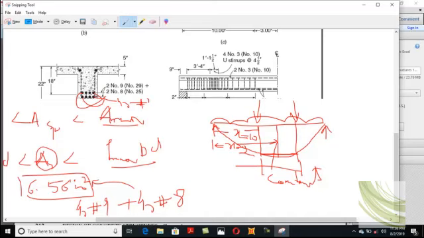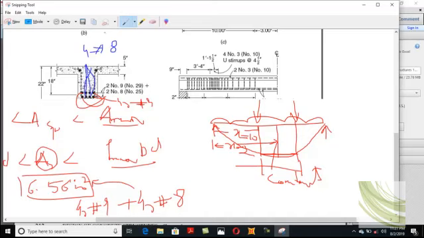Clear? 4 number 9 bars, and this bar, and as well this bar, and as well this bar. These are 4 number 8 bars. Clear? You must know this. You must know how they place these bars.